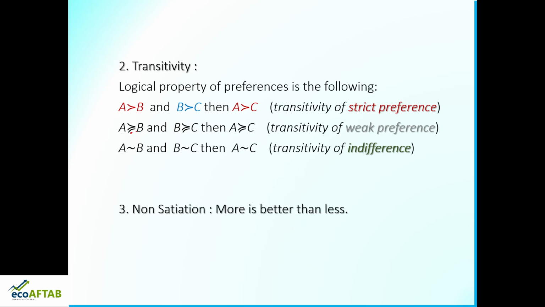Then the third is the law of non-satiation. What is it? More is better than less. So under this assumption, the consumer says I need more. What does it mean? In the law of diminishing marginal utility, what have we seen? With diminishing marginal utility, there is something called zero marginal utility. A point comes where you say no, I won't go beyond this. So we will not follow that thing. That is not the case over here.